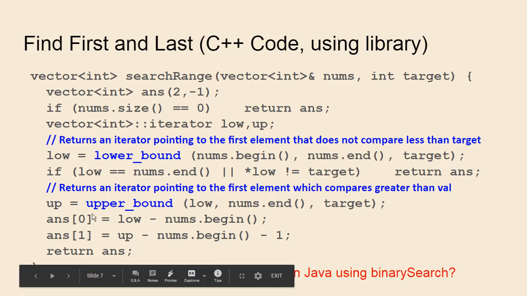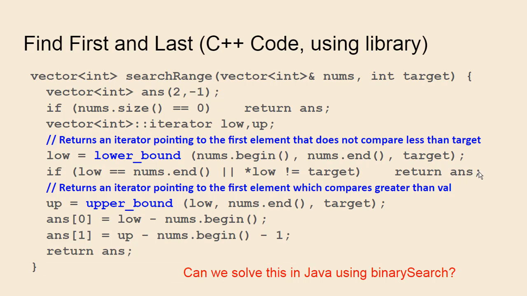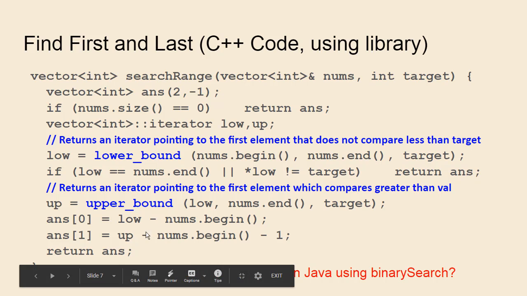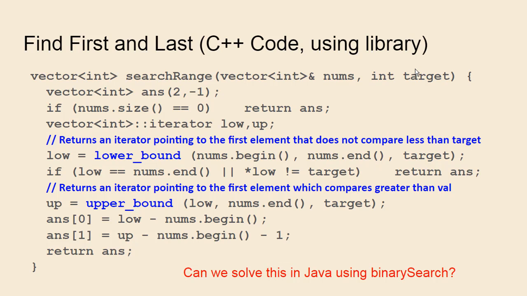Because at this point, we know the target must appear. If it doesn't appear, it will have returned earlier. So the last appearance of target will be up minus nums.begin minus 1. So this is how we solve this using C++.